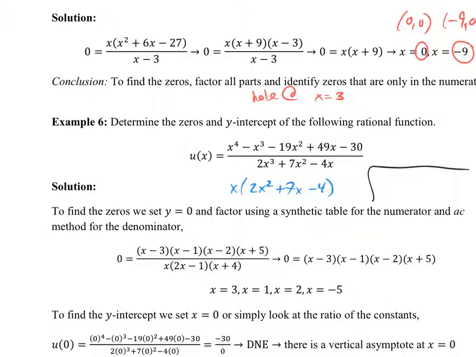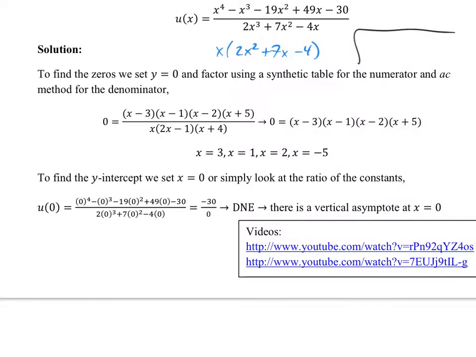Now, vertical asymptotes come from setting these equal to 0. So x equals negative 4 is a vertical asymptote. x equals 1/2 is a vertical asymptote. x equals 0. What is the line x equals 0, though? Isn't that just the y-axis? So the y-axis in this problem is a vertical asymptote. So as a result, you have no y-intercept. When you plug in 0, like we said, you get negative 30 over 0, which does not exist. There's a vertical asymptote there.